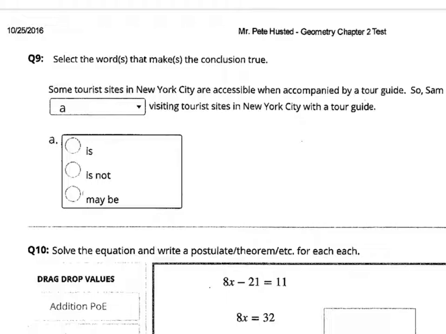Question number 9. Just like the last one, we got some words we're going to put in. The words are is not, and maybe.